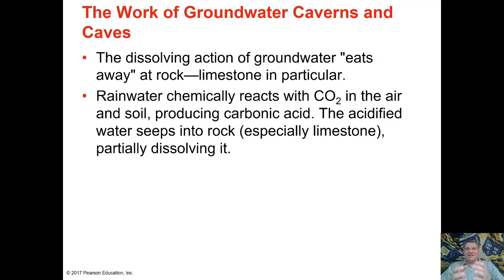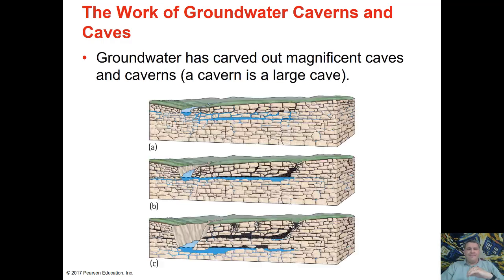This carbonic acid can then interact and dissolve the limestone. So if we have a region that is rich in limestone, then rainwater over time will actually break down rock, leading into these caves and caverns. Okay, so a cavern is just a really large cave. Okay, so over hundreds and thousands of years, the rainwater slowly eats away, producing these caves and caverns.